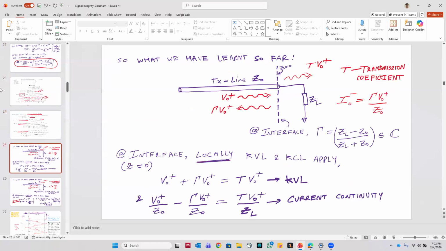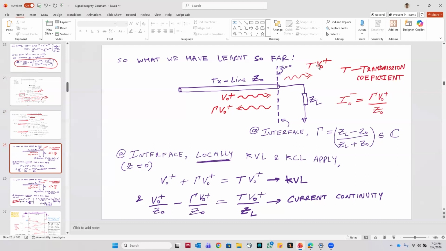And so, what you have learned so far is that when you have a wave that's traveling to the right, say V naught plus, depending on what the ZL is, you have a reflected wave, which is gamma times V naught plus, and you have a transmitted wave, which is T times V naught plus, right? Because if all the portion is not reflected, then the remaining portion must be transmitted, right?